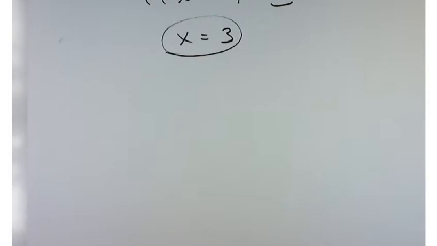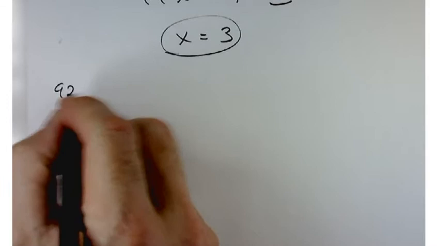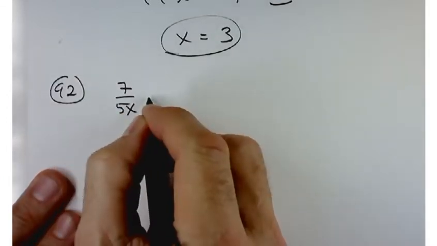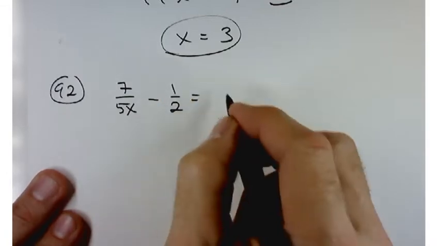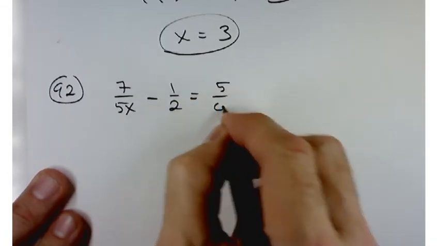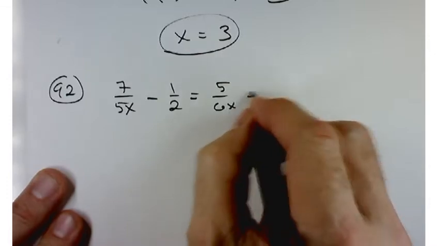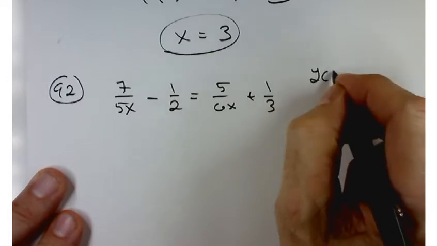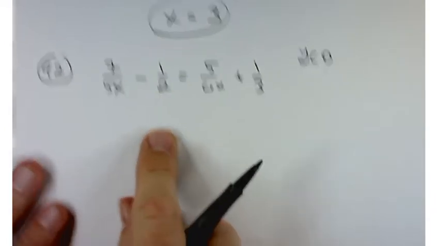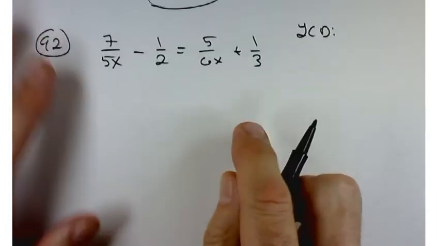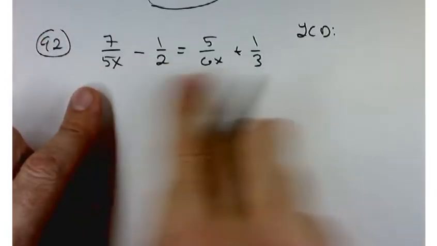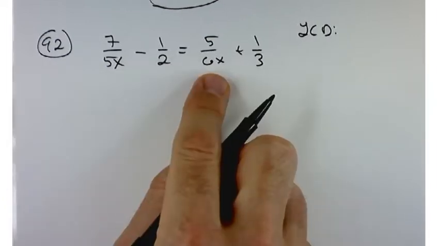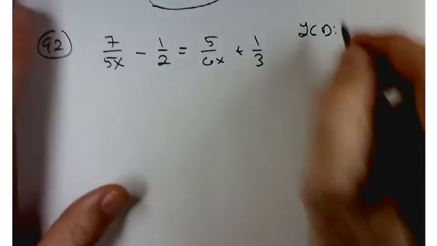Let's try problem number 92. 7 over 5x minus 1/2 equals 5 over 6x plus 1 over 3. All right, so we're going to have to do a little bit more thinking for the LCD. Now, one of the things that's going to be part of our LCD is a number. Think about a number that all of these go into. 30. All of them go into 30.